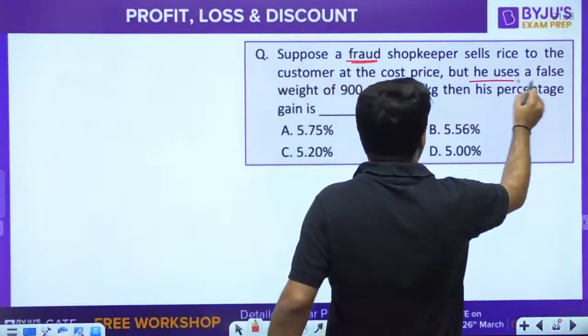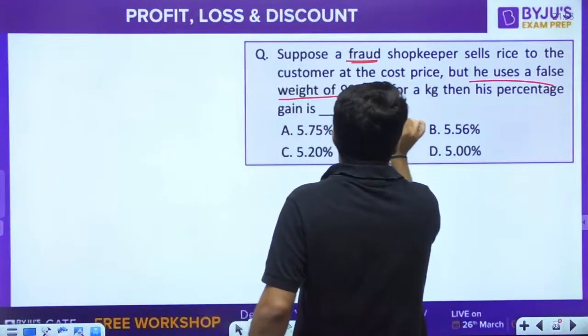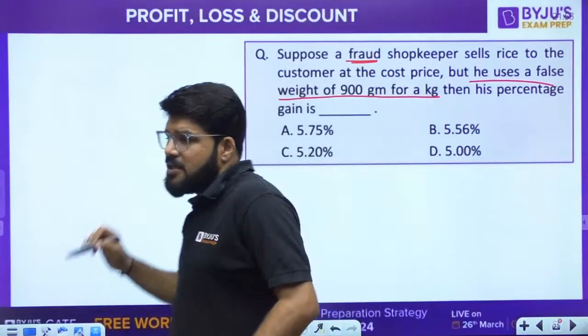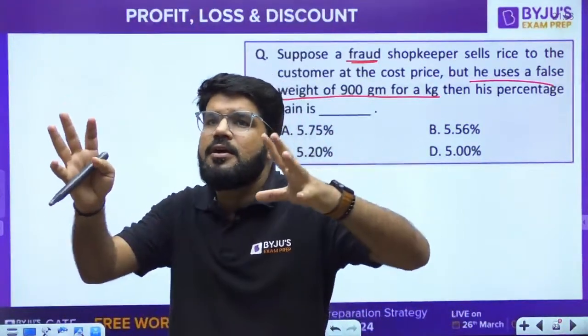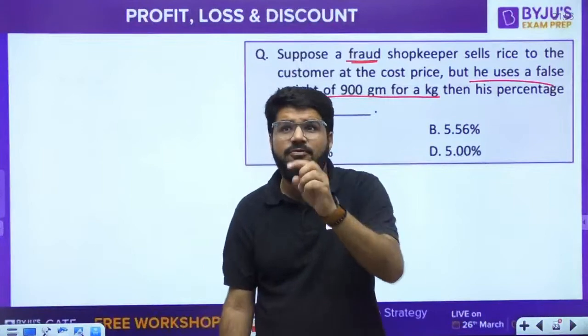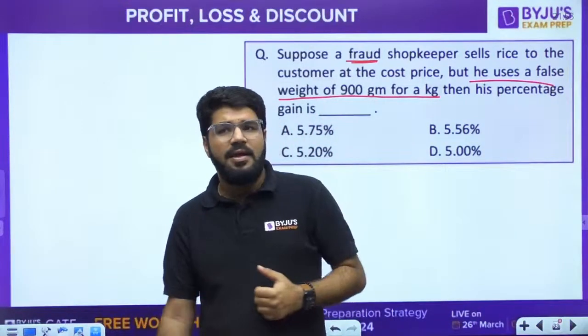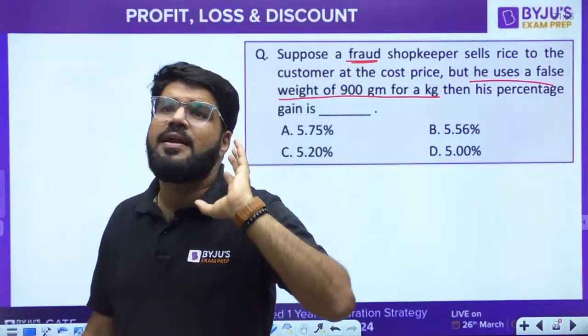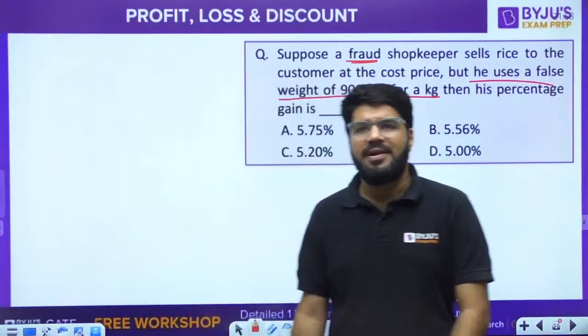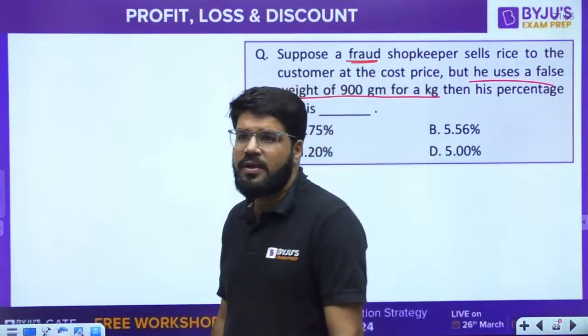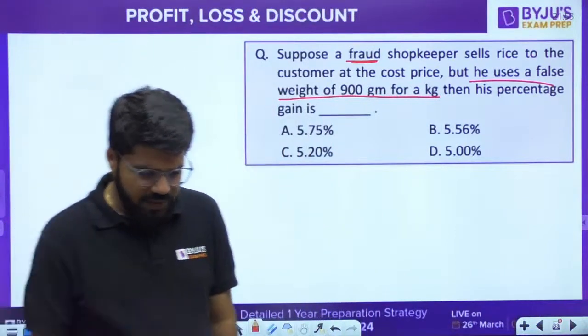He uses a false weight of 900 grams for a kg. So he will tell you that he is selling 1 kg. His meter will show 1 kg, but that is a false meter, false weight. He will actually give you 900 grams, keep 100 grams in his pocket, and that is how he earns the profit. That is the fraud way.